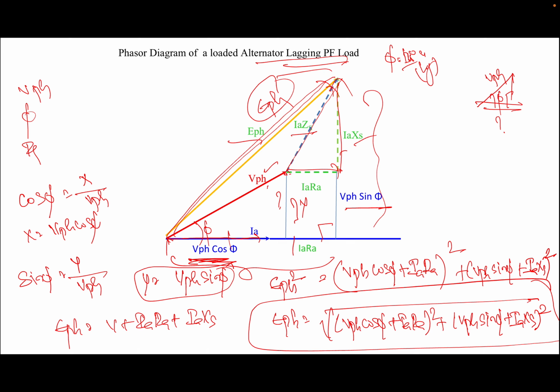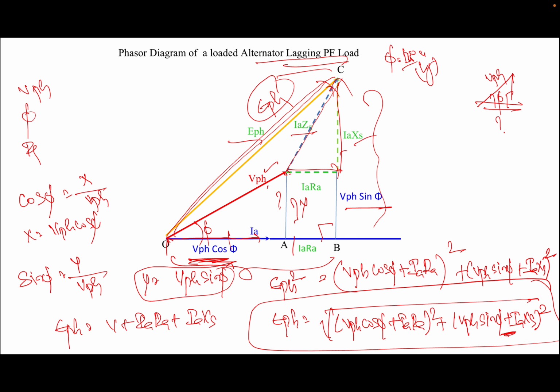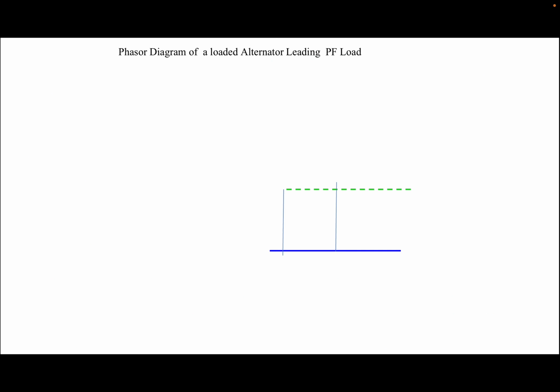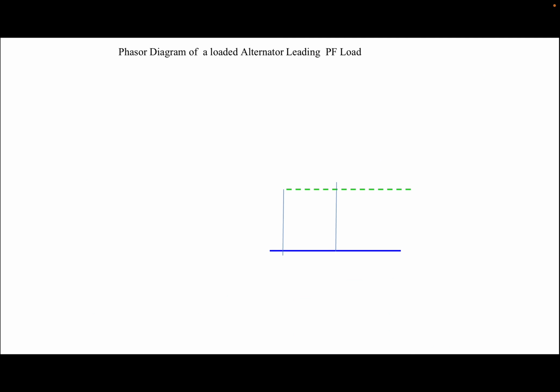Similarly, there is also a phasor diagram. If I go with the leading load, instead of this plus, I'll get minus here. The equation will be V phase sin phi plus or minus IA into XS whole square. Okay, this is the voltage regulation formula for a synchronous generator by using which method? EMF method, or else the synchronous impedance method.